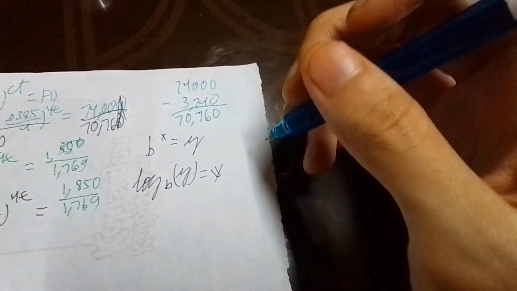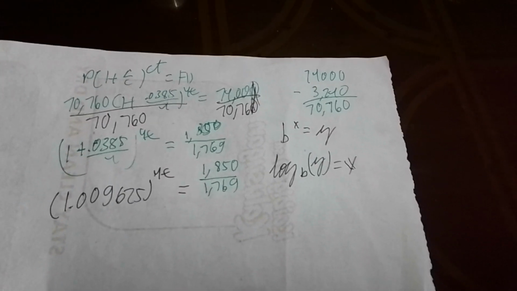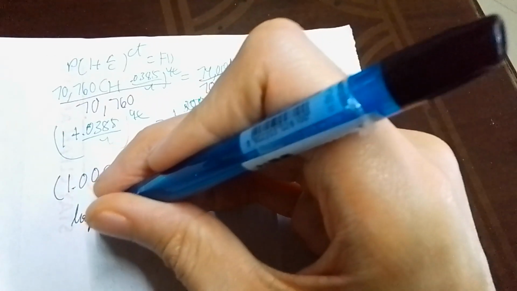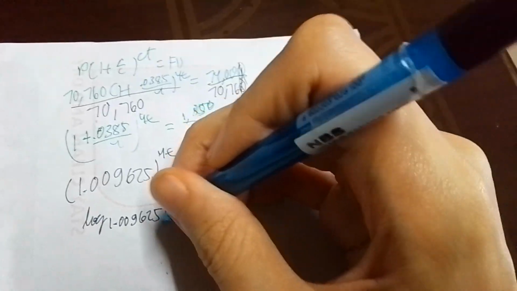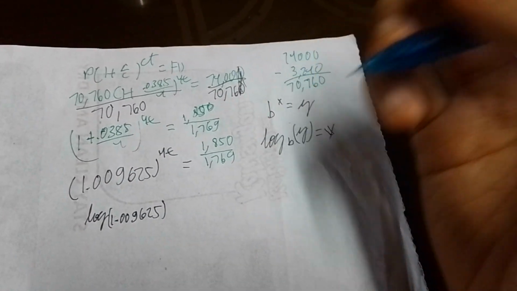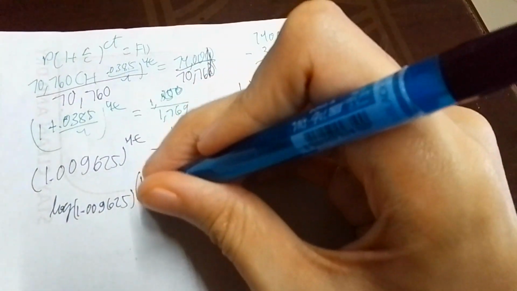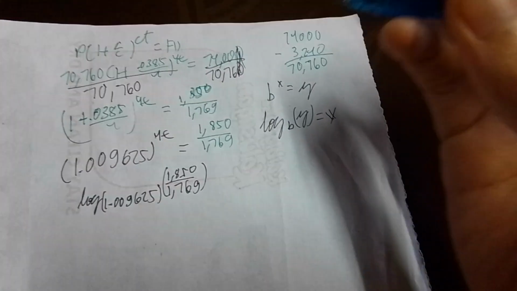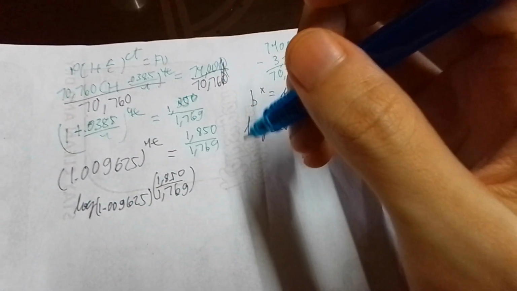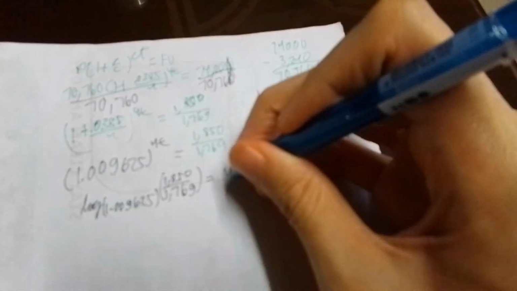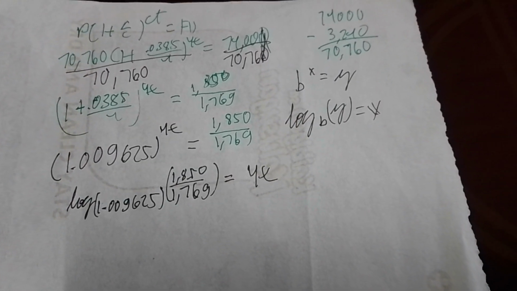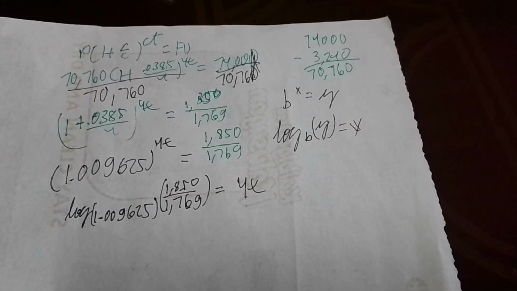Right? So identifying what is b, we know the b is 1.009625. That is our base. And then the answer is 1,850 divided by 1,769. We take the log of that answer, and then it's equal to the exponent, 4t. So now all we have to do is take the log of that number. So let's type that in our calculator.